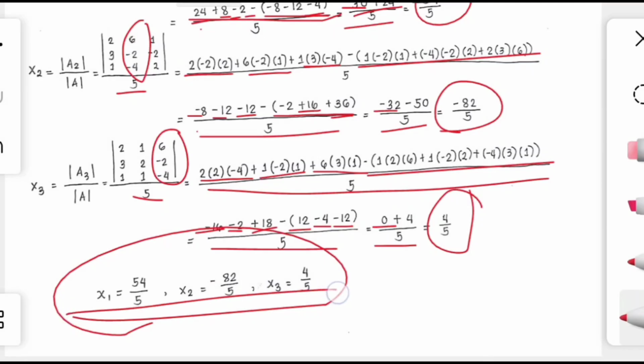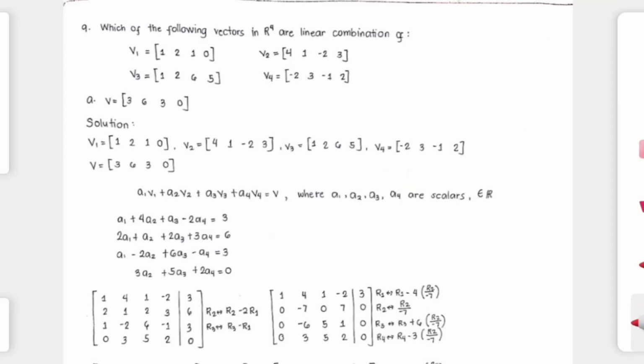So x sub 1 is equal to 54 over 5, x sub 2 is equal to negative 82 over 5, and x sub 3 is equal to 4 over 5. Now let's proceed to item number 9.